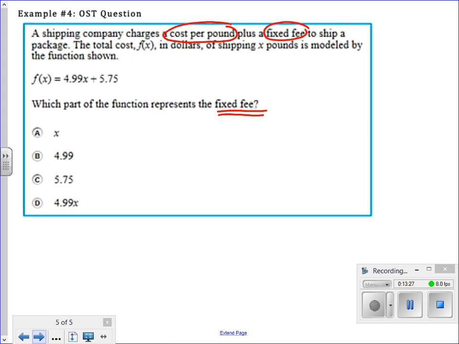The cost per pound, anytime you see that word per, that's going to mean slope. So the cost per pound is always the slope. And the slope in this equation is 4.99. So that means they're charging you $4.99 per pound. The fixed fee, that's always where you start. That's your y-intercept every single time. So that's always going to be the 5.75. So for this shipping company, you pay a $5.75 flat fee, and then $4.99 to ship a package per pound.